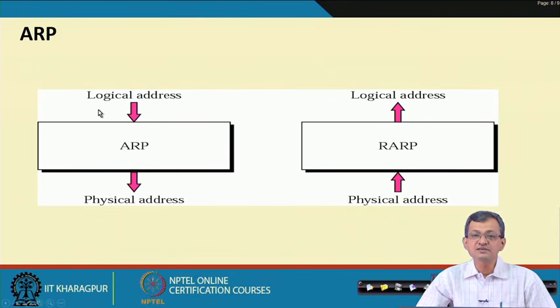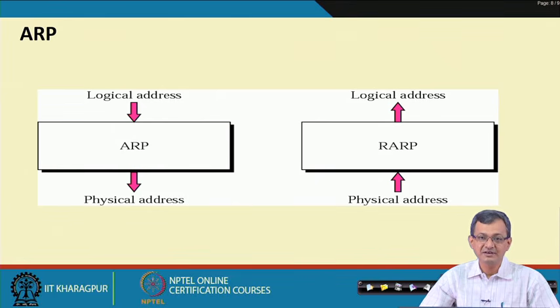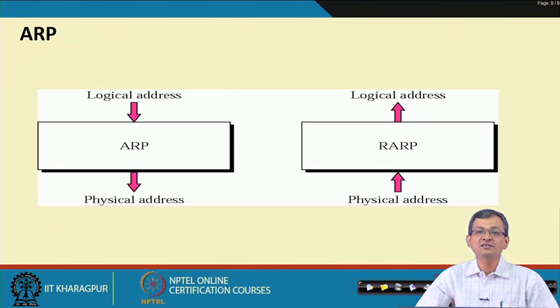In other words, as we have seen, converting a logical address or the IP address to the physical address is the bottom line of what ARP, or Address Resolution Protocol, does, right. On the other hand, there is a concept of reverse ARP, RARP, right. That is, given a physical address, I want to know the logical address. Why this is required, we will come to that, right.